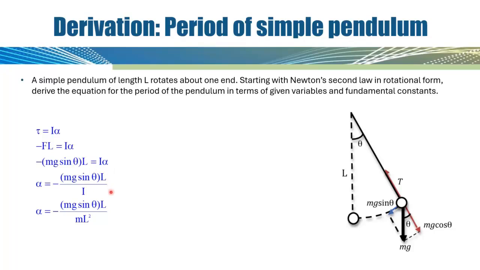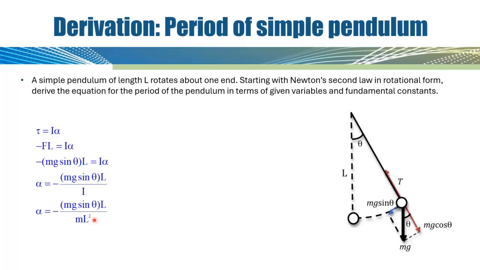So in the next step, I divided both sides of the equation by I, the rotational inertia, and ended up with alpha equals negative mg sine theta L over the rotational inertia. The rotational inertia is that of a point mass, and so that is going to be mR squared. In this case, again, R is equal to L, so I wrote it as mL squared.